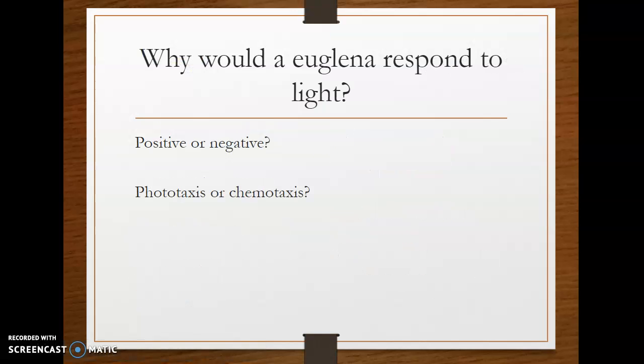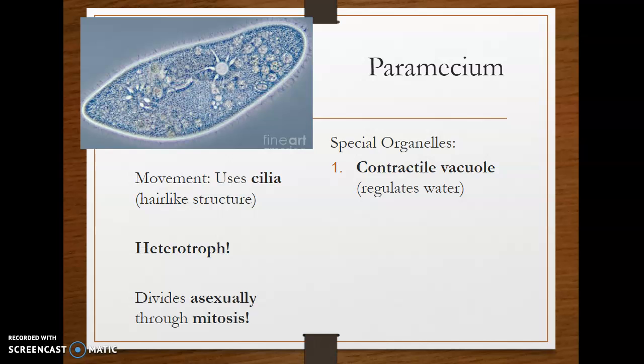And finally, last but not least, we have a paramecium. Take a look at this unicellular organism. The way it moves is through these little hair-like structures right here, and this is what we call cilia. Notice that none of these organisms move the same way, but there are some similarities. Here we have Paramecia eating other things, and again, that's going to be a heterotroph. It's still going to divide asexually, and it also has a contractile vacuole that regulates its water. The only difference is that the Paramecia has these little hair-like structures.